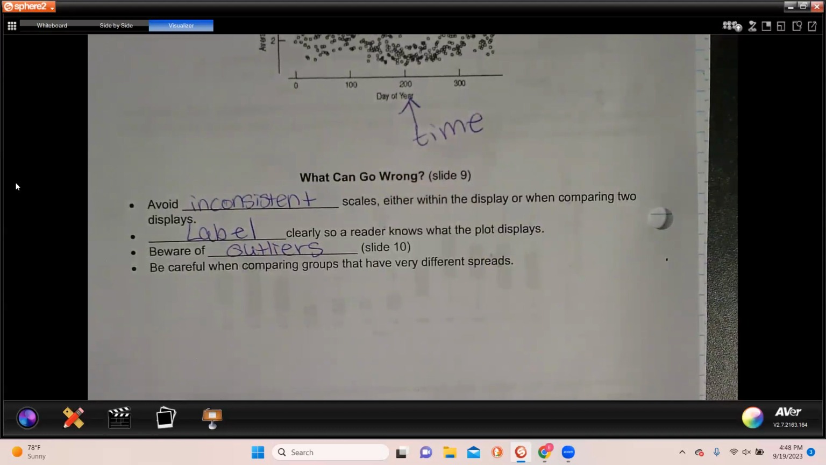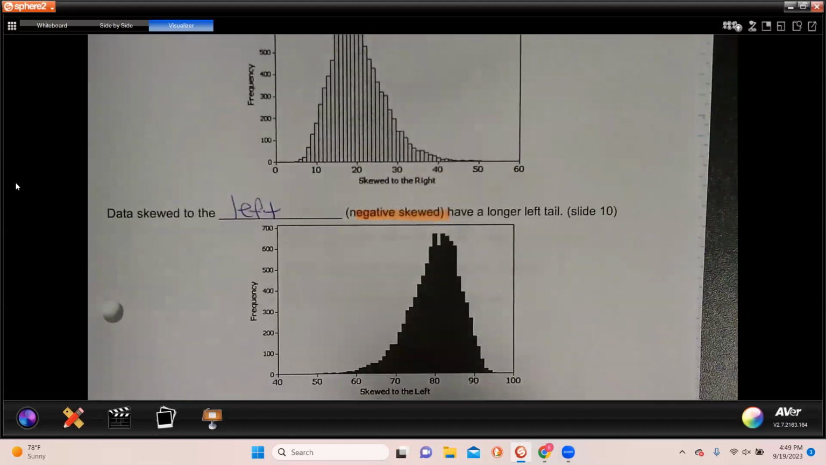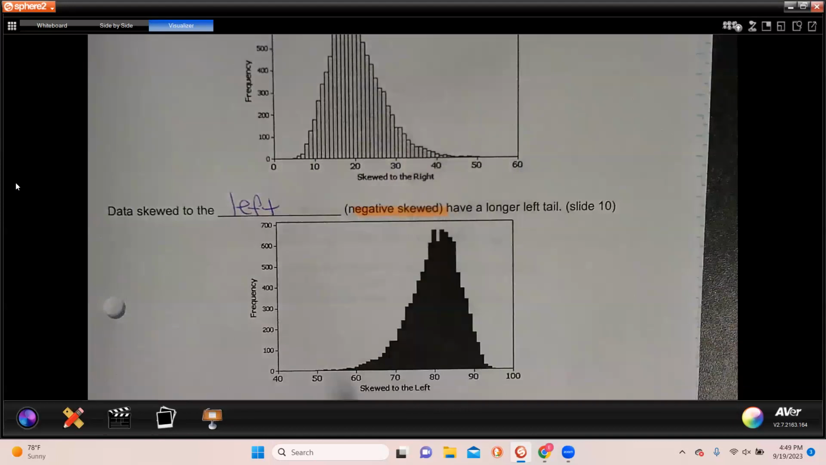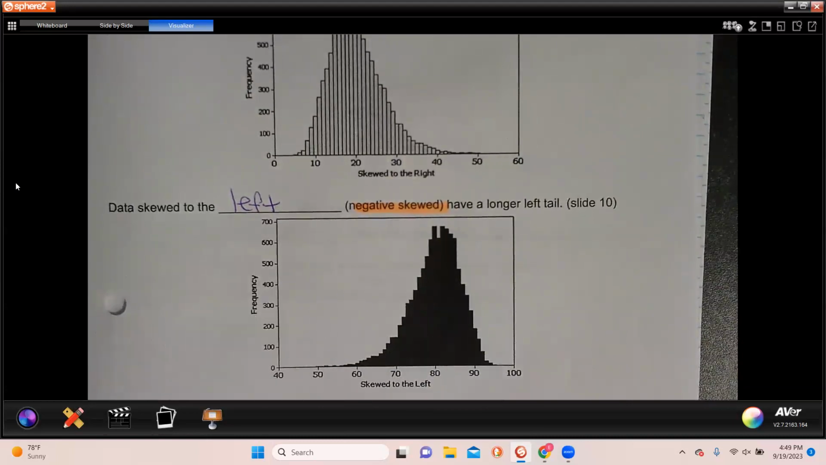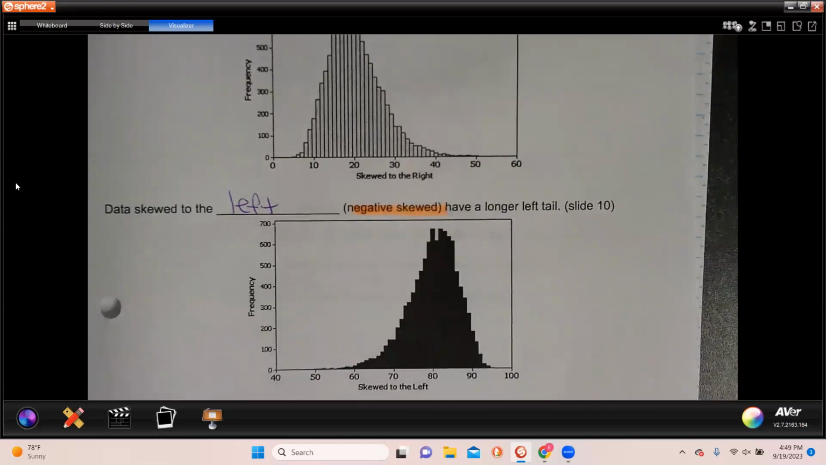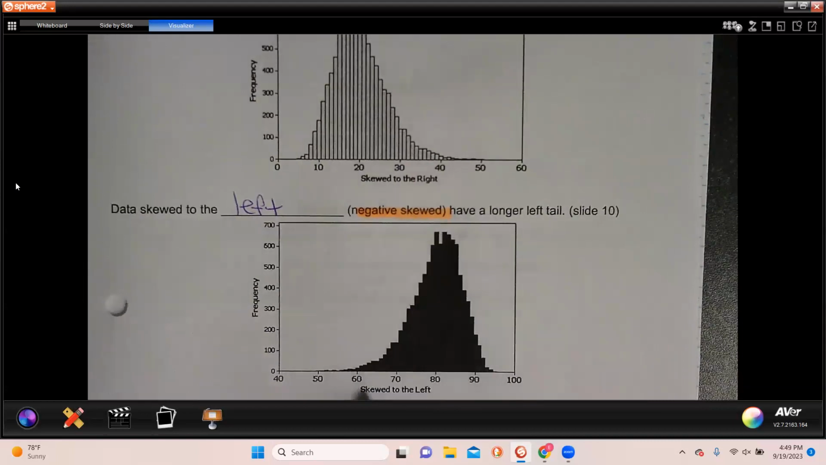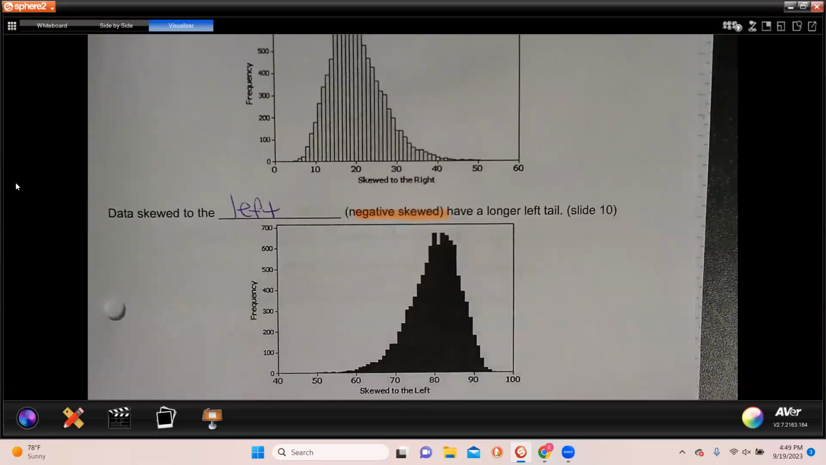Be careful when comparing groups that have different spreads. If I have 2 histograms side by side and one is much wider than the other, for example, this one's spread is 60, right? Actually, it's approximately 50. This one goes from 50 to almost 100, to about 95. So while these bottom scales are different, their spreads are about the same. But because the scales are different, how was I supposed to know that? These look like they should go together, even though this one is much further to the right. This one is much further to the right according to this, even though it is left skewed.